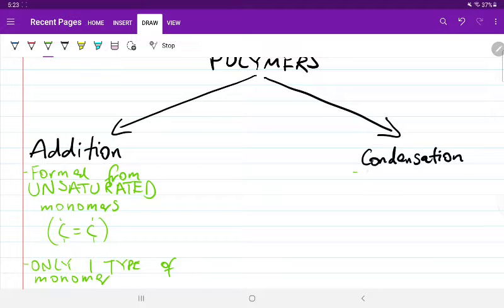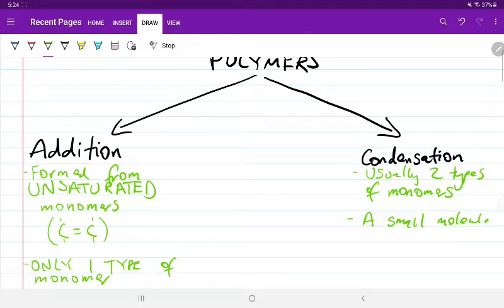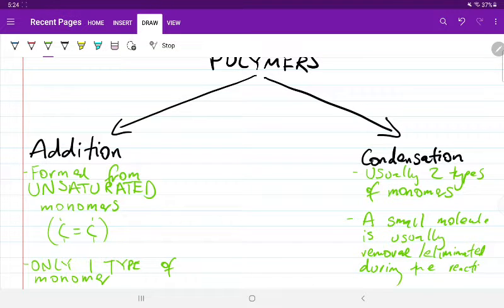For condensation polymers, there are usually two types of monomers. All right. So two different monomers, all right? When those monomers combine, a small molecule is usually removed or eliminated during the reaction. When we look at some examples of condensation polymerization, what you're going to see is that a small molecule, usually water, is formed during the reaction.